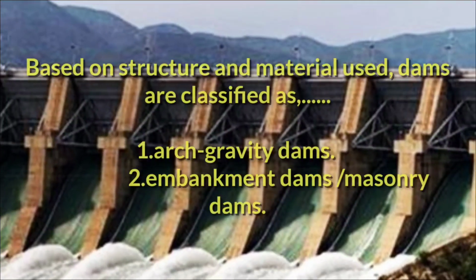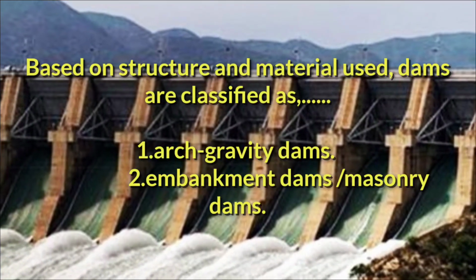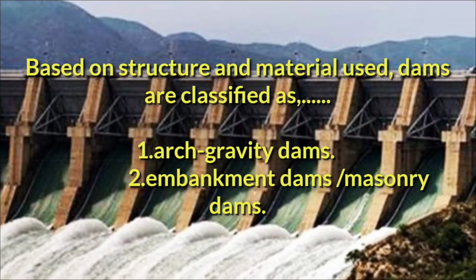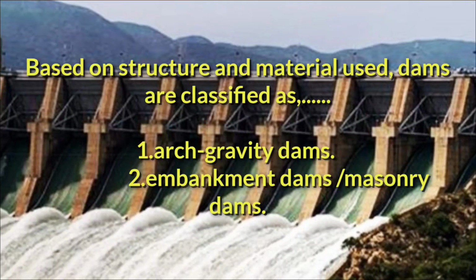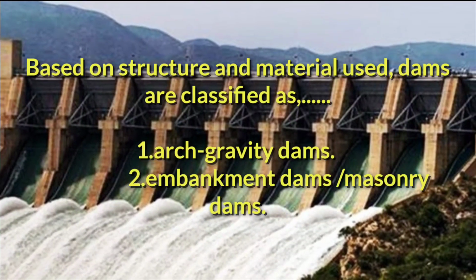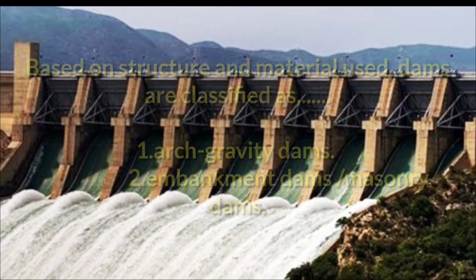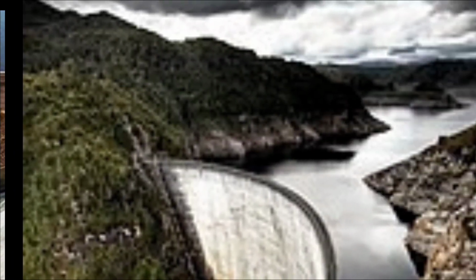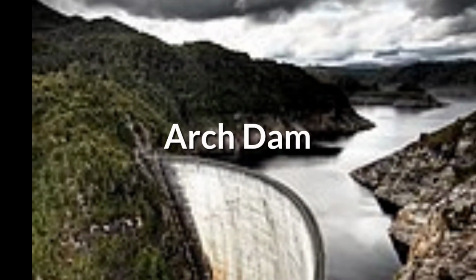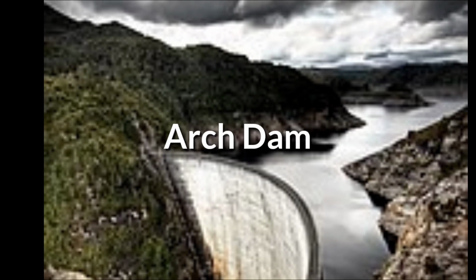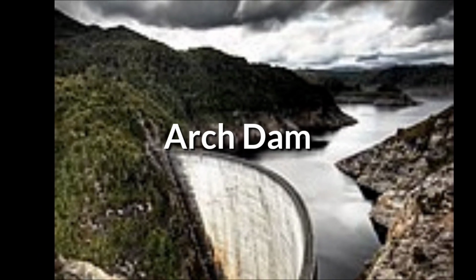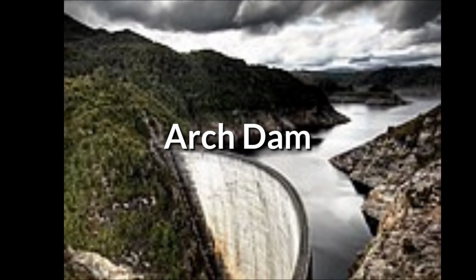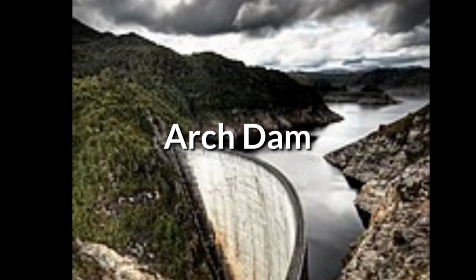Again, dams are classified as per the structure of the dam and the material used in construction, such as arch dams, gravity dams, embankment dams, masonry dams, and different subtypes. A dam that is curved in the horizontal plane and usually built of concrete, in which the horizontal thrust is taken by the abutments in the sides of the valley, is known as an arch dam.